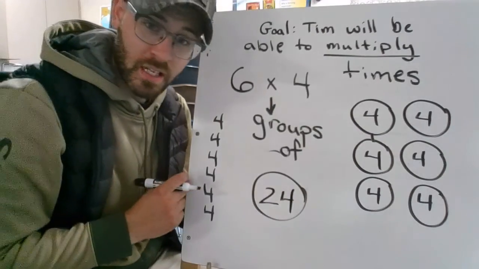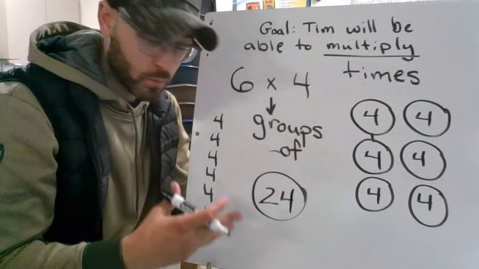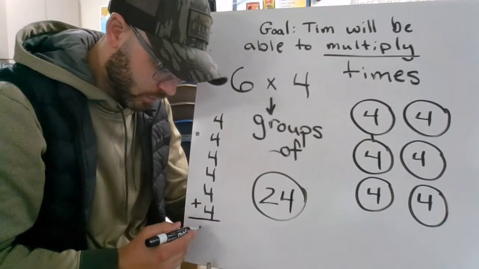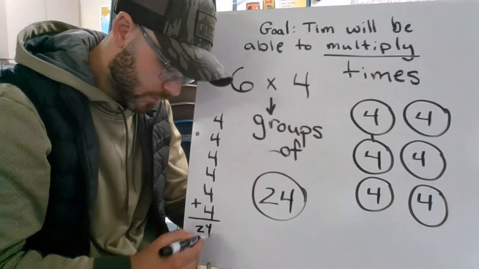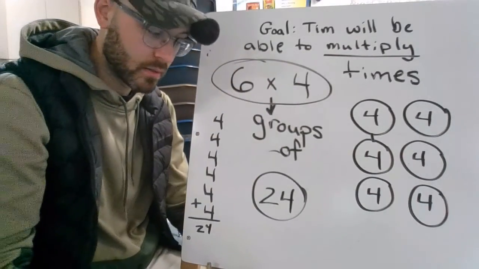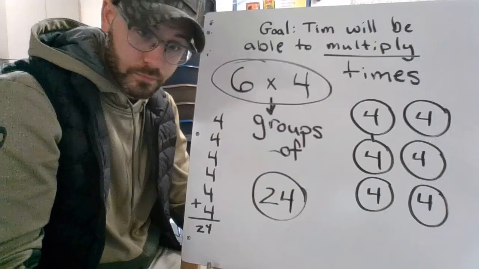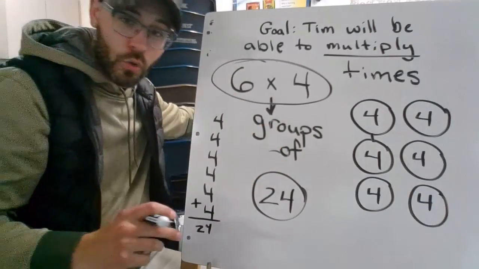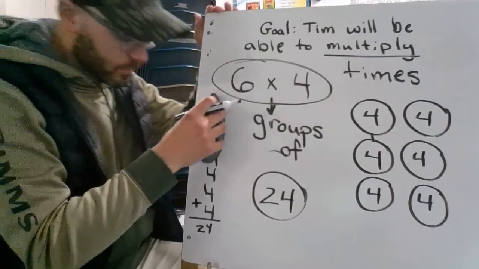I know that this might take you a little bit longer to think through than I just went through. I went through that pretty quick, but Tim, I just added those up, and I got 24. So 6 times 4 is 24. It's pretty simple once you break it down to the groups of. But I want to show you one more thing. Okay.